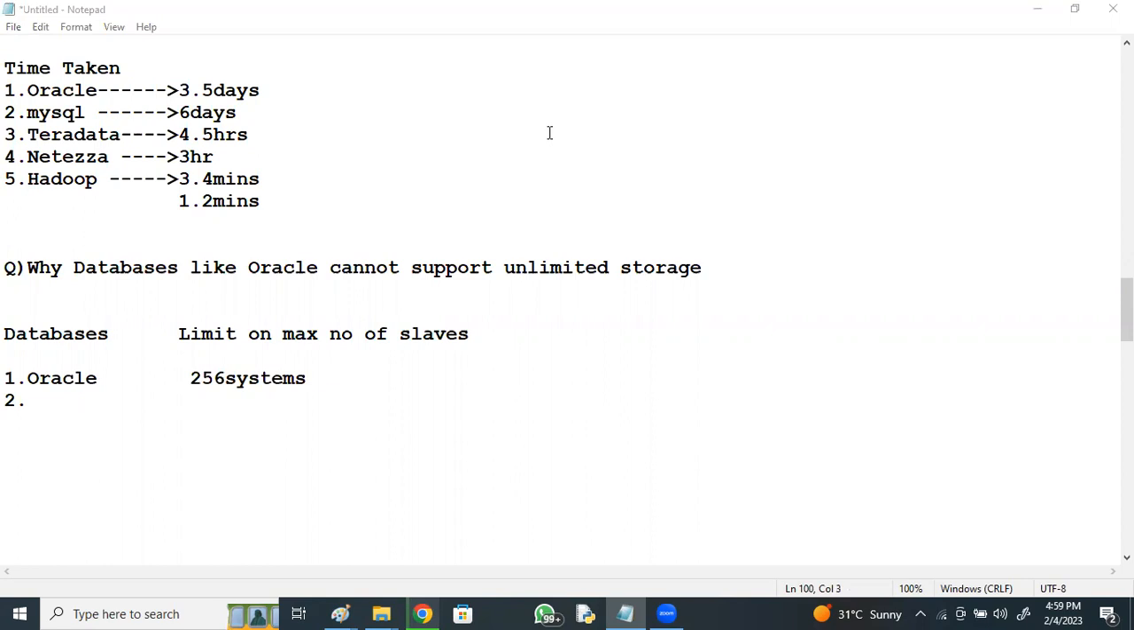Just now I took one example of unstructured data, like taking reviews. And semi-structured data means working with XML data, JSON data, right? MySQL has a max limit on the number of slaves: it can go with 54 systems or nodes. And MySQL Express can go with 256 systems or nodes.